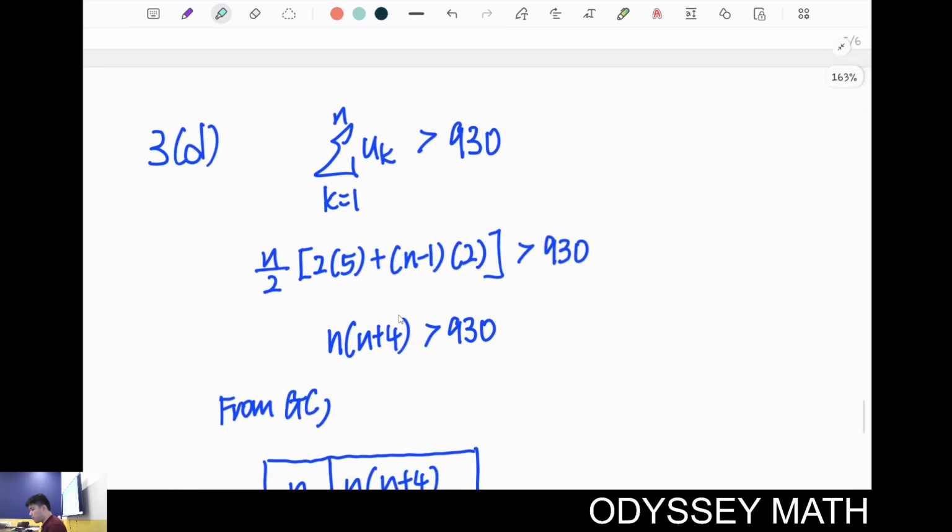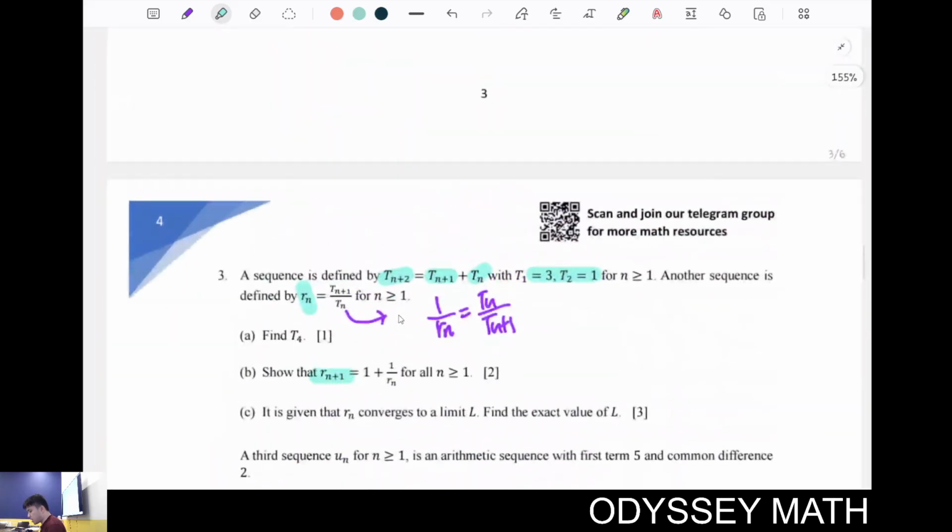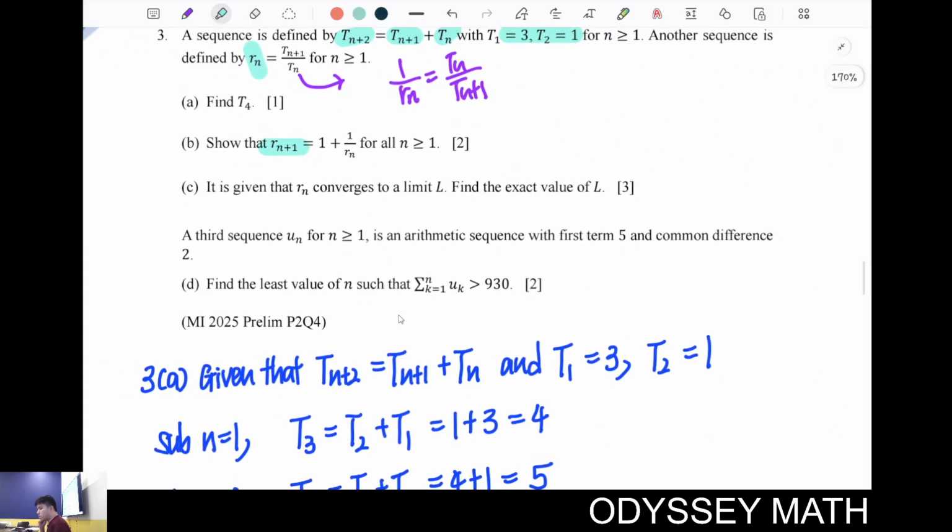Right, 3D. A third sequence Un for n greater than or equal to 1 is an arithmetic sequence with first term 5 and common difference 2. Find the least value of n such that the summation from k equals 1 to n of uk is greater than 930.